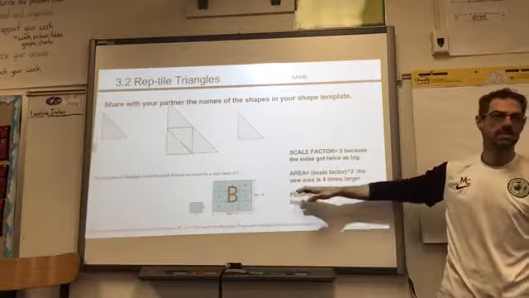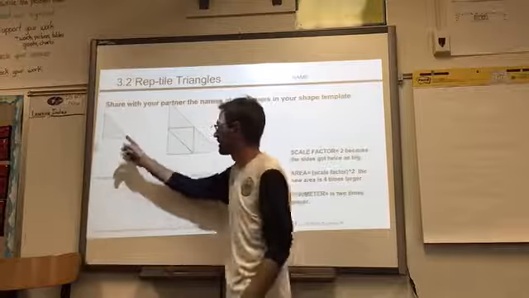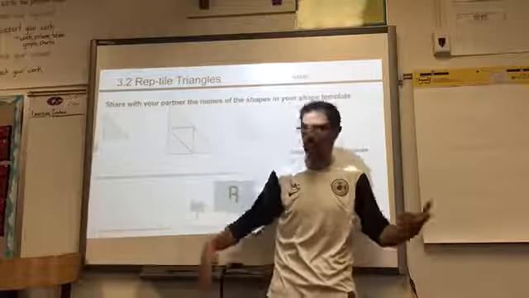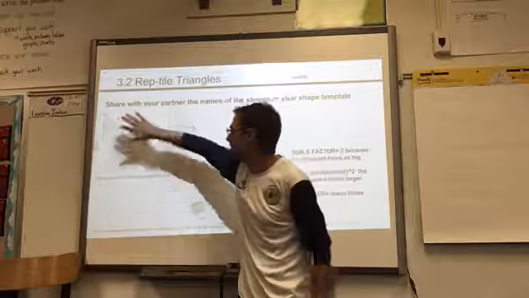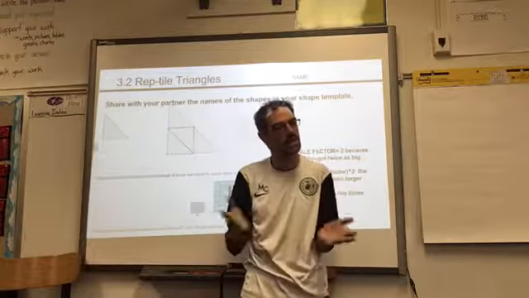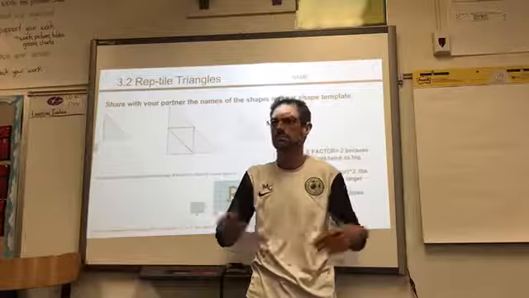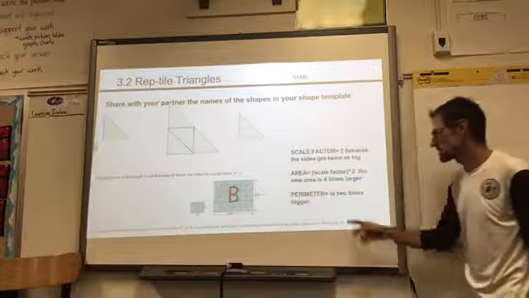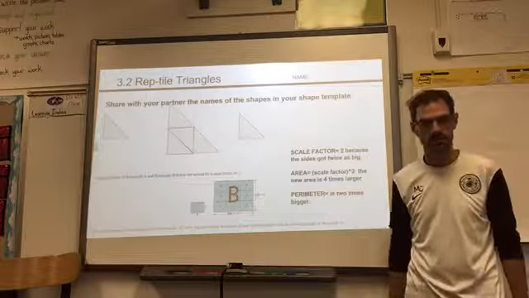And the last thing is, how much bigger is the perimeter? Twice. It's twice as big. I took the scale factor, I increased each side by 2, which means I increased the perimeter by 2 as well. So the perimeter is 2 times bigger as well.